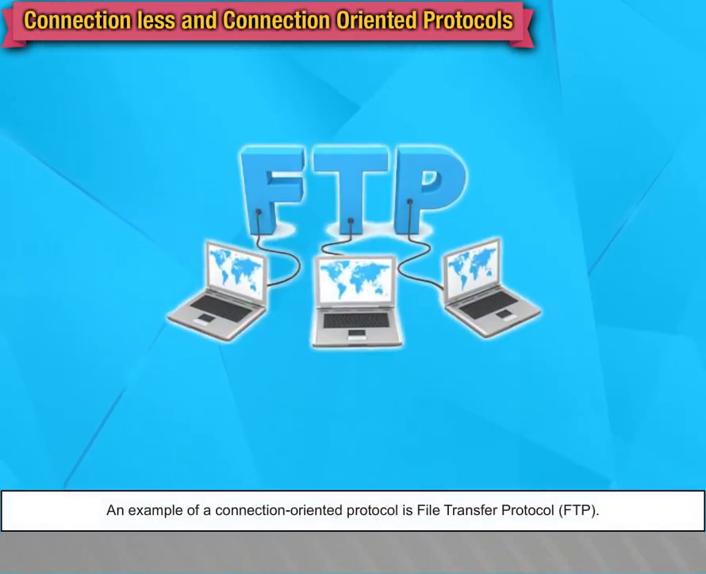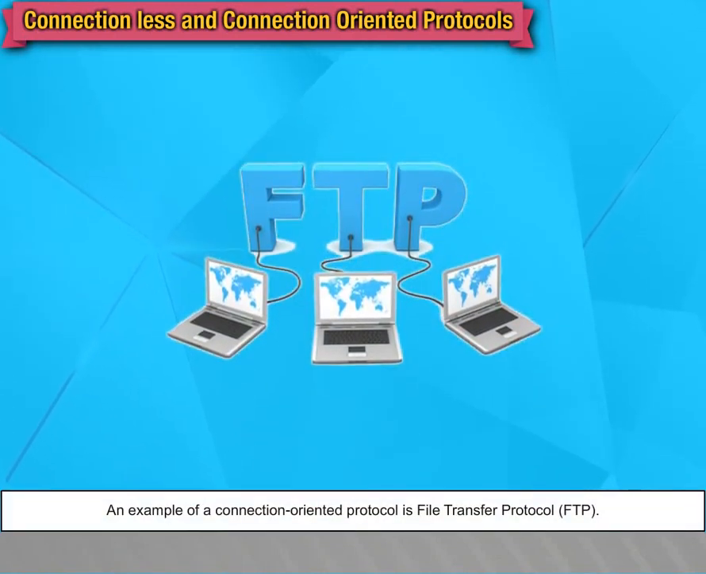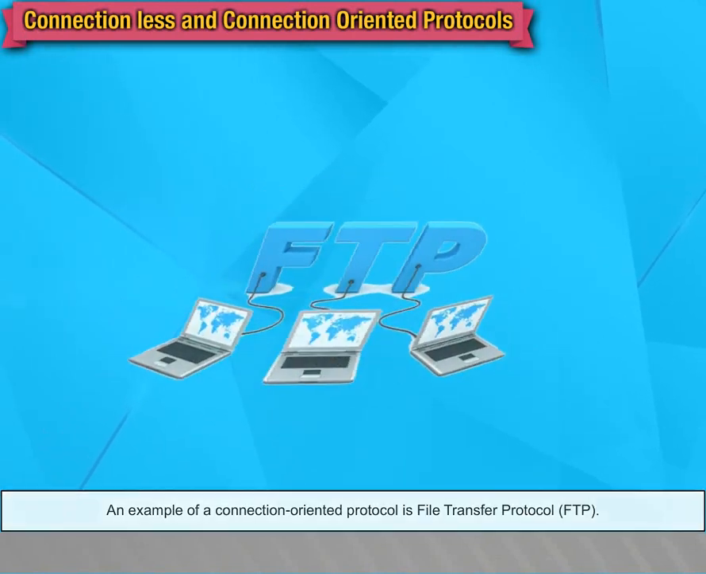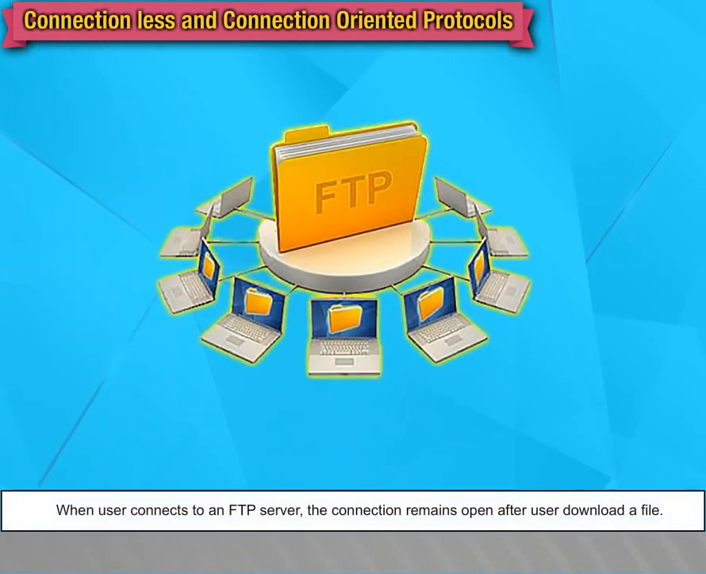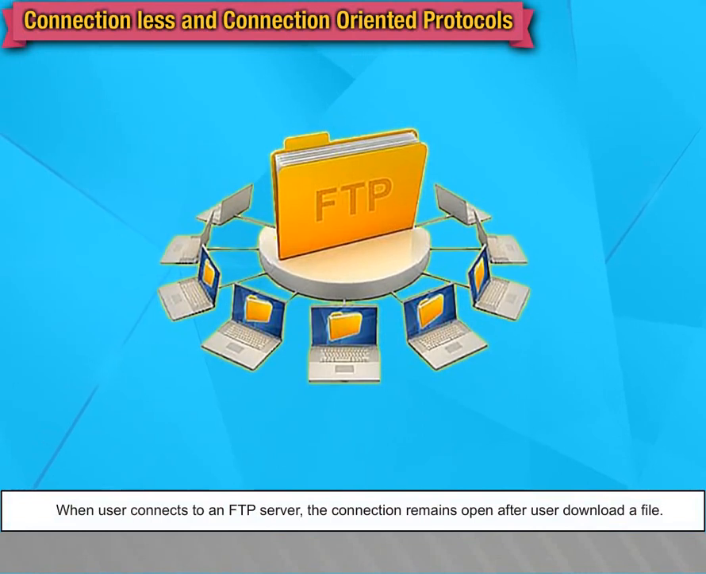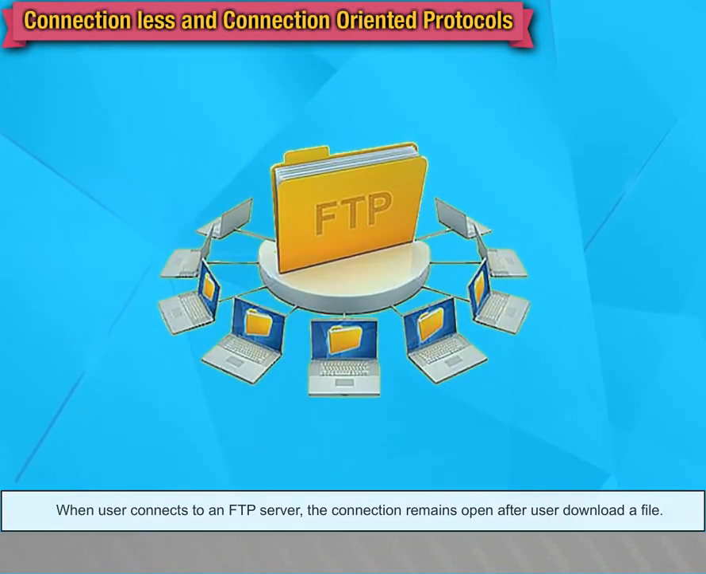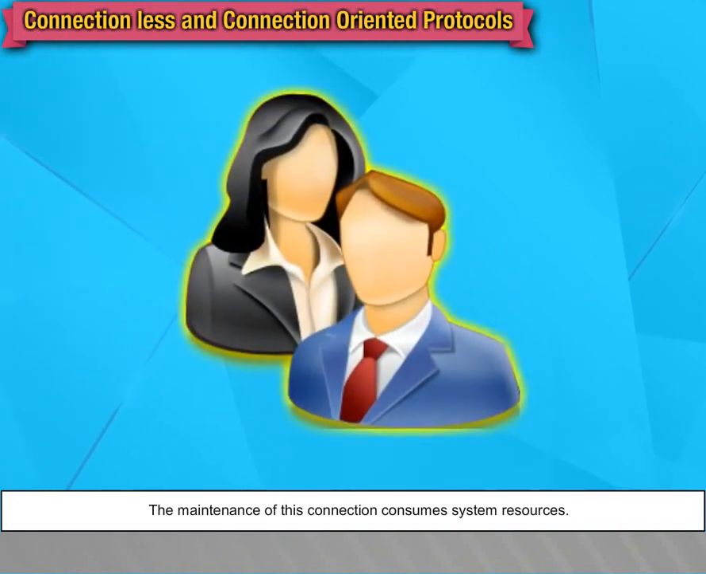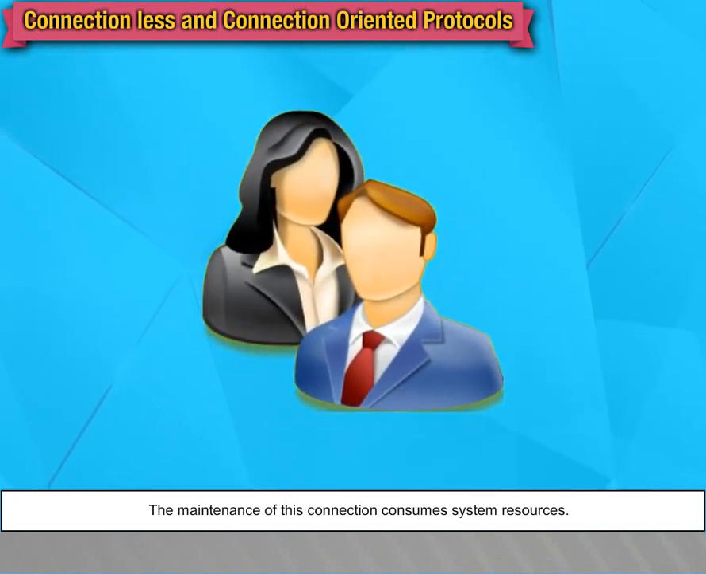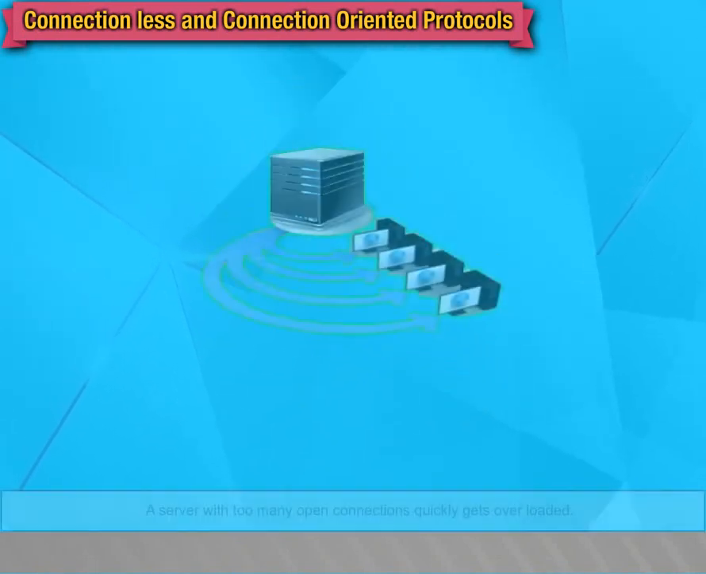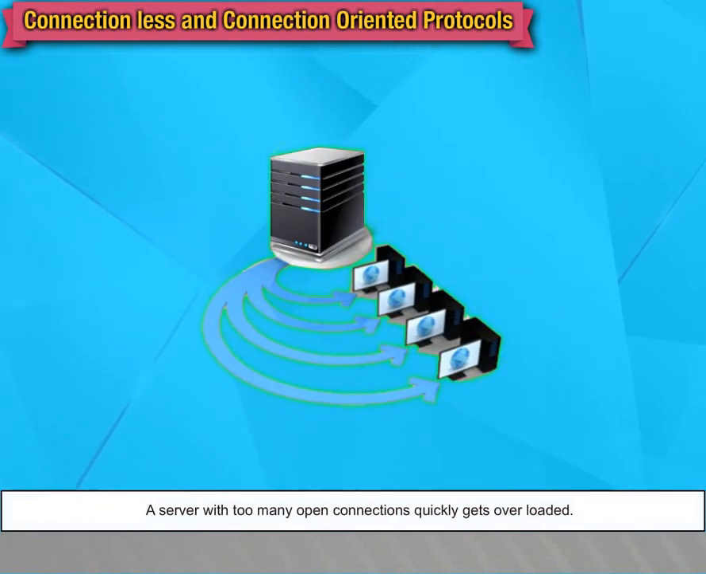An example of a connection-oriented protocol is File Transfer Protocol (FTP). When a user connects to an FTP server, the connection remains open after the user downloads a file. The maintenance of this connection consumes system resources. A server with too many open connections quickly gets overloaded.